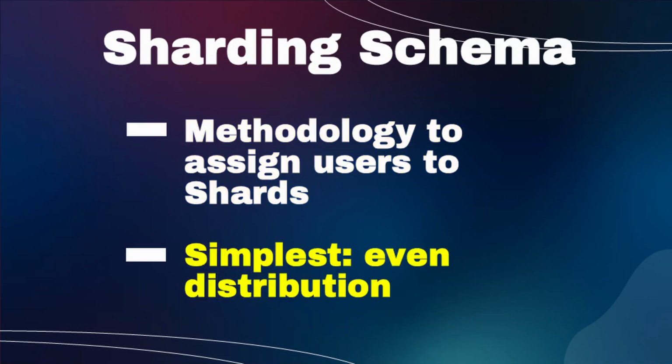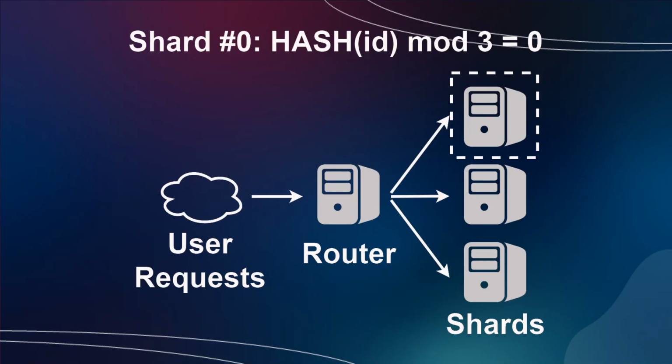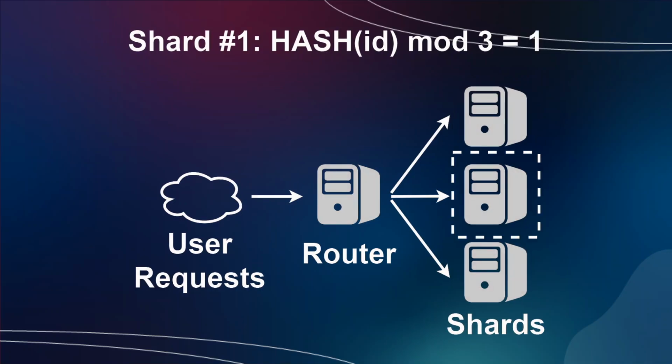The simplest Sharding Schema is to consistently split all users evenly between the shards. This can be done by using the formula hash of user ID mod number of shards. For example, if we have 3 shards, then requests from users with IDs such that the hash of user ID mod 3 is equal to 0 go to shard number 0, equal to 1 go to shard number 1, and equal to 2 go to shard number 2.